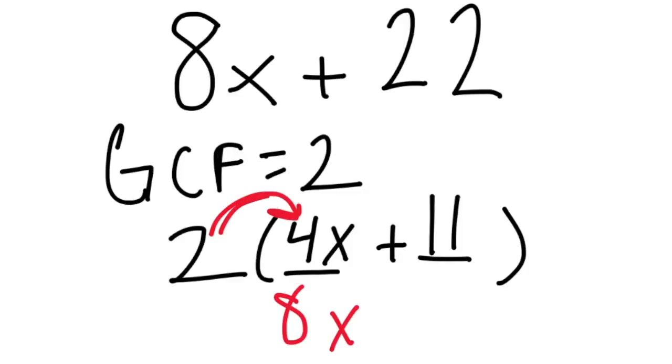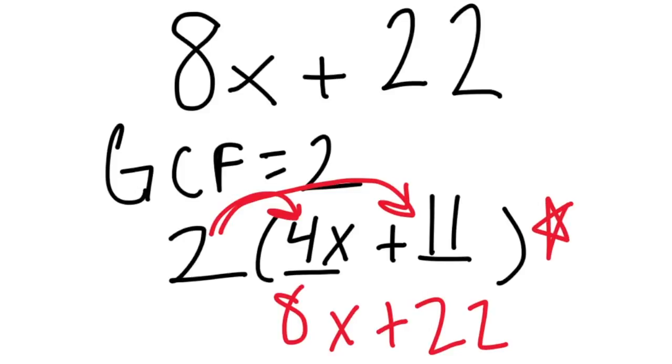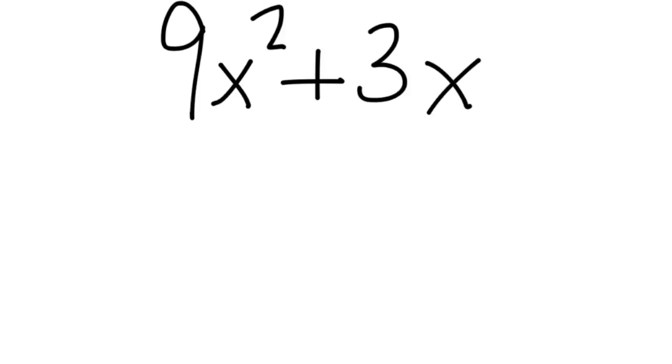You check your work by distributing. When I distribute, it comes out as 8x plus 22. That means that we factored it correctly. Alright, now we have 9x squared plus 3x. Finding the GCF of 9 and 3 is easy, that's 3.